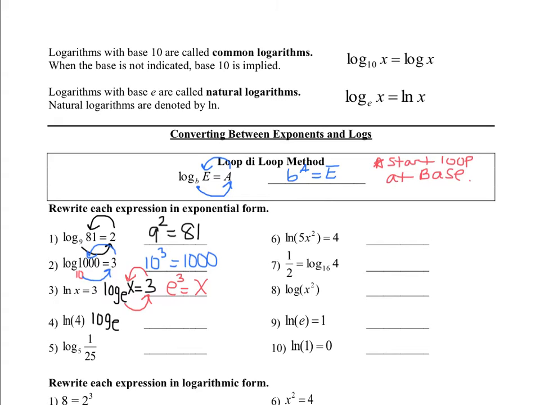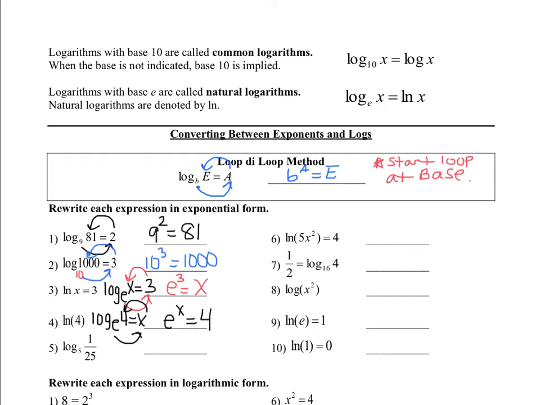So log base e of 4 equals what? We don't know what this is equal to over here. This just says ln of 4. So can't we just put an x here? So start at the base, go up to the power, come back down. So e to the x equals 4.